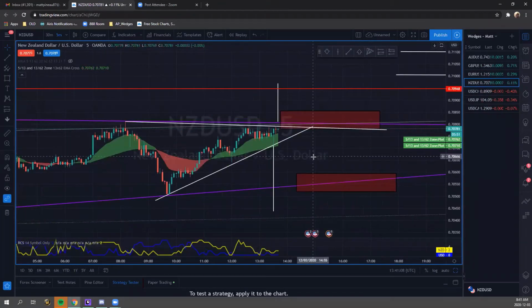You're pretty much looking for highs and lows. And because we have the 513.62 cross here, we're looking for a high. We've got 4 more minutes until the next candle closes.